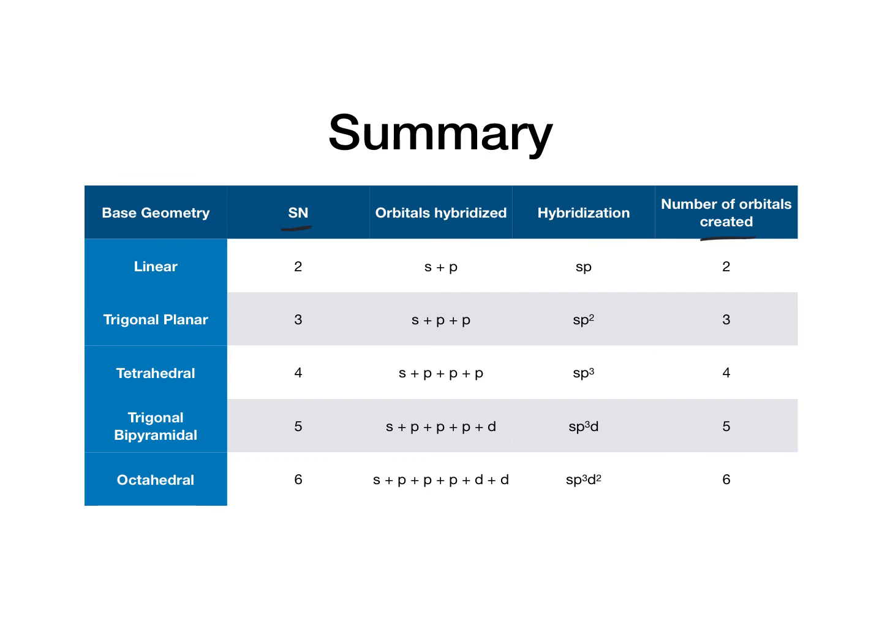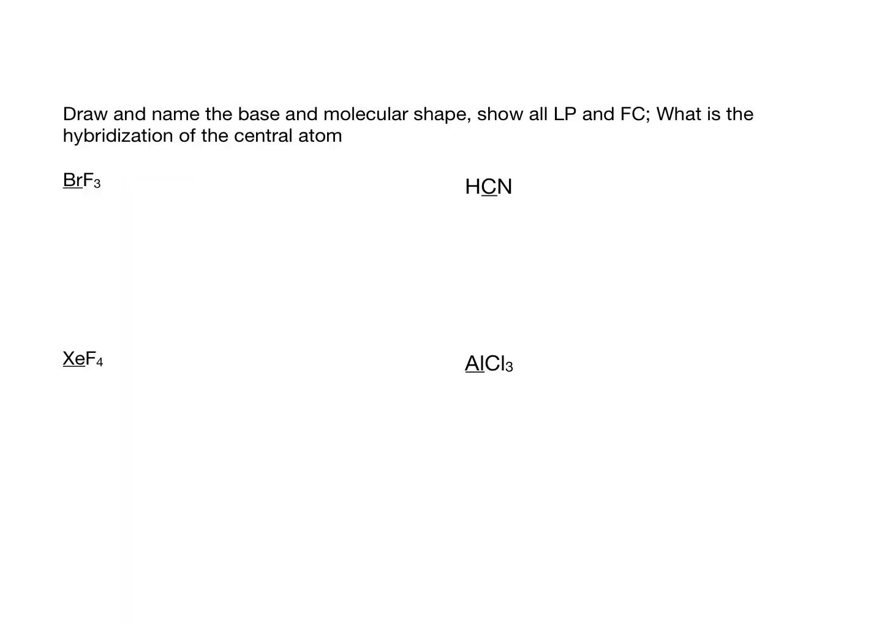So let's look at some examples. So we want to draw the base and molecular shape. So in this case, we want to draw a Vesper structure showing lone pairs, formal charge, and ask the question, what is the hybridization of the central atom? So for bromine, we're going to have 7 plus 3 times 7. That gives us 28. So we'll have bromine in the center. We're going to add our 3 fluorines. So in this case, we have used 8 plus 8 plus 8, which is 24. So there are 2 leftovers.